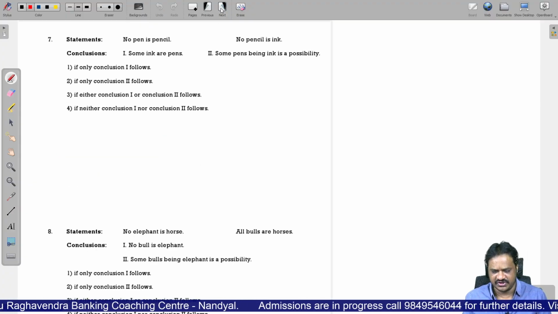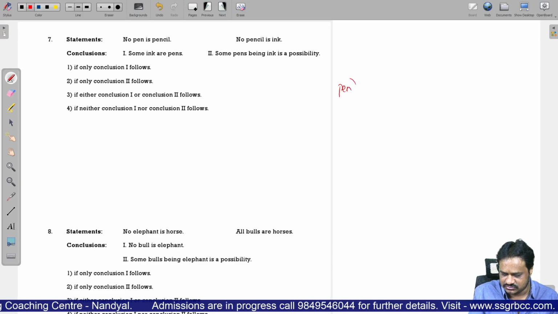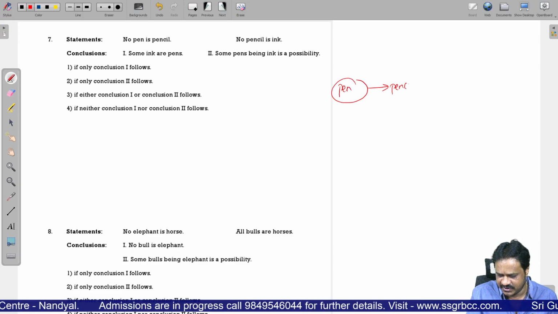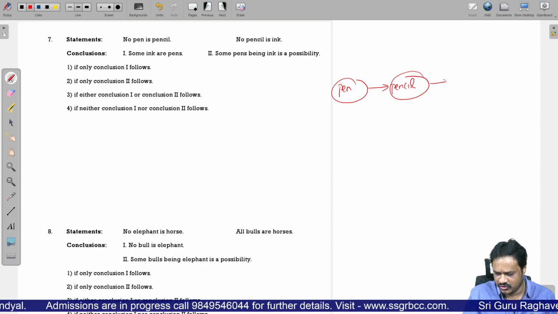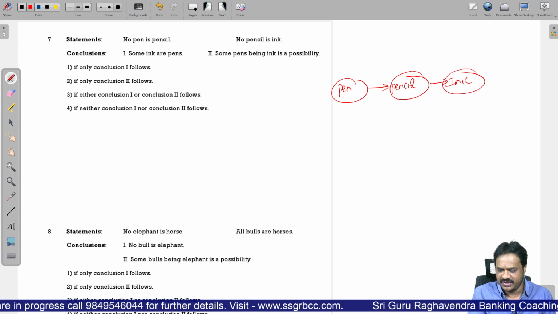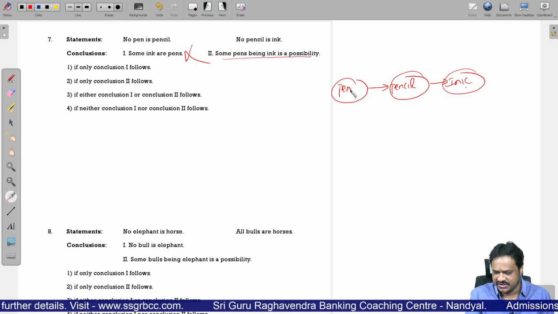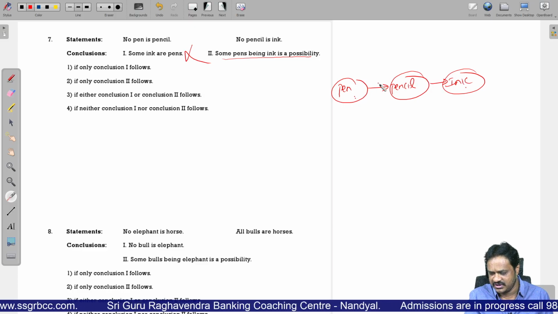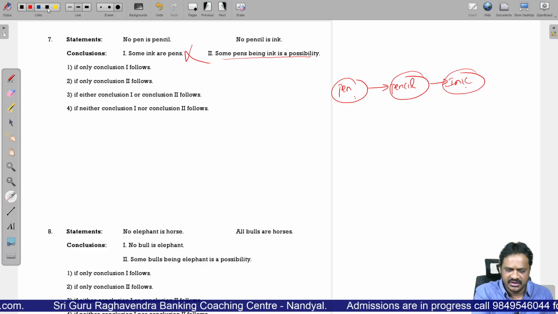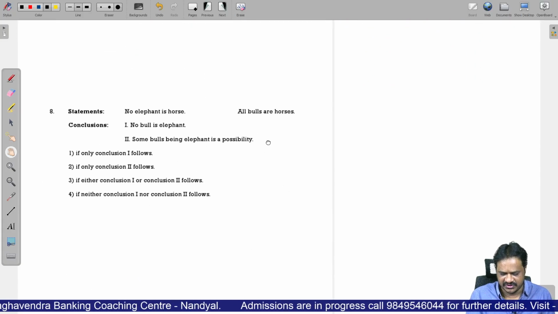Let us see the next one, the seventh question. No pen is a pencil. No pencil is an ink. First one, some ink are pens. Is there any relation between ink and pen? No. The first one does not follow. Second one, some pen being ink is a possibility. Since there is no relation between pen and ink, any possibility definitely follows. The second one definitely follows.